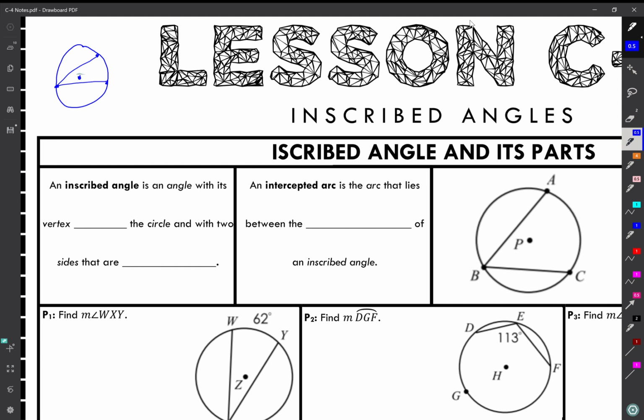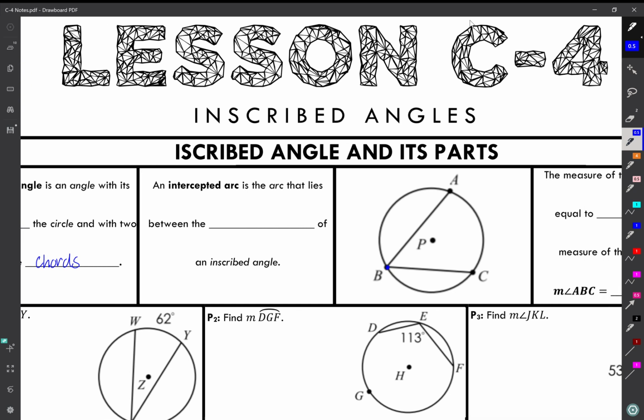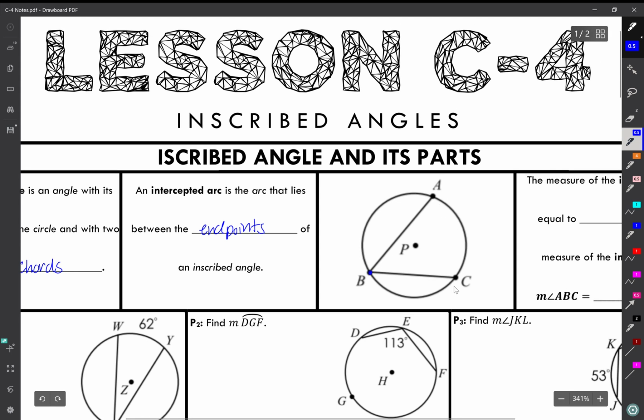So an inscribed angle is an angle with its vertex on the circle and with two sides that are chords. Okay, so if you look at our example over here, we have our vertex B right here, which is on the circle, and then the two sides are chords because both their endpoints are on the circle. So every time we have an inscribed angle, we have something we call an intercepted arc, and this is the arc that lies between the endpoints of an inscribed angle. Okay, so our arc would be arc AC.